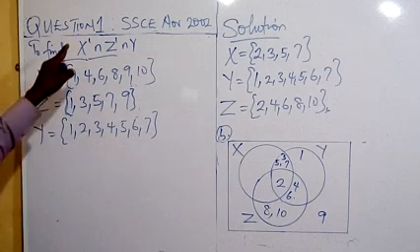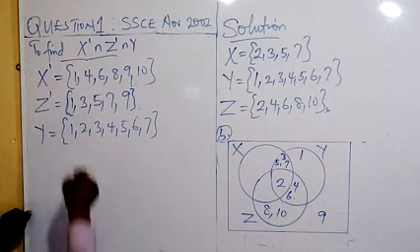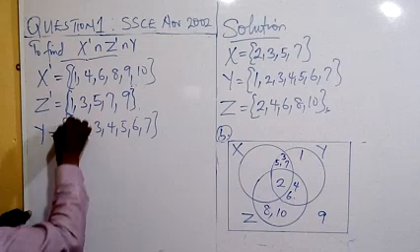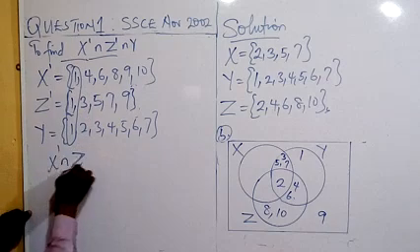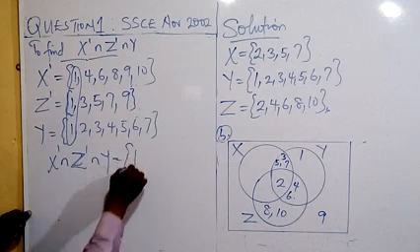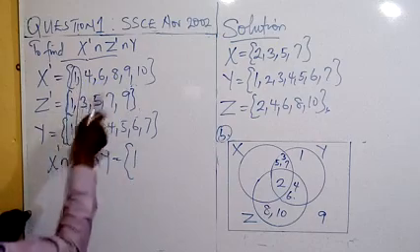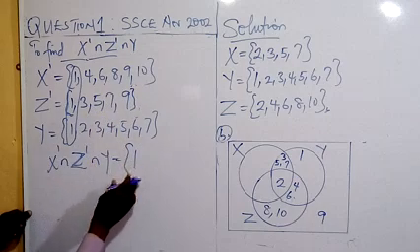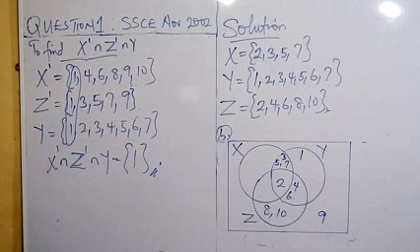Therefore, to find X prime intersection Z prime intersection Y, we have to look at what is common between the three sets. We have 1. What else do we have? 4? There's no 4 here. 6? There's no 6 here. 8? So nothing. So the answer is what? 1.